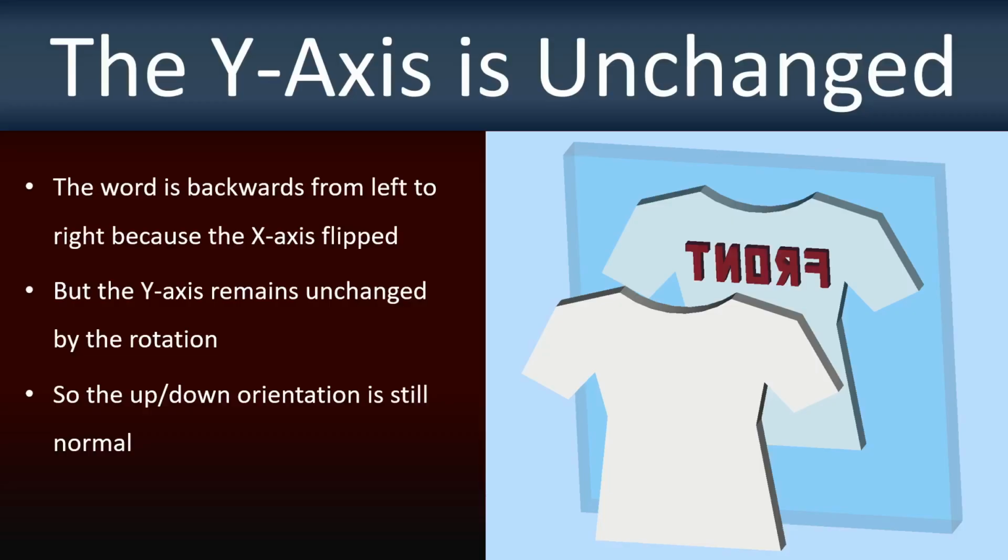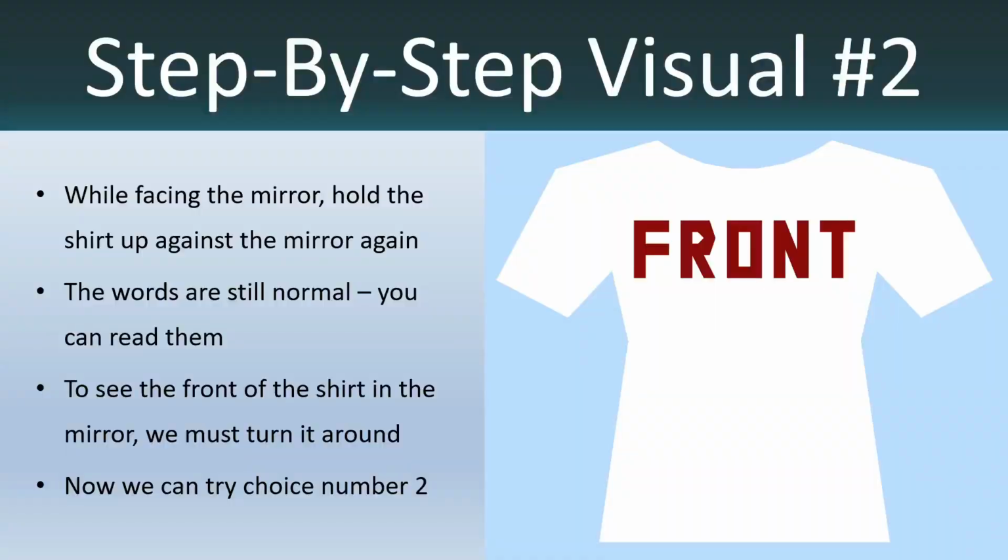The y-axis is unchanged. The word is backwards from left to right because the x-axis is flipped. But the y-axis, the up and down, remains unchanged by the rotation. So the up-down orientation is still normal.